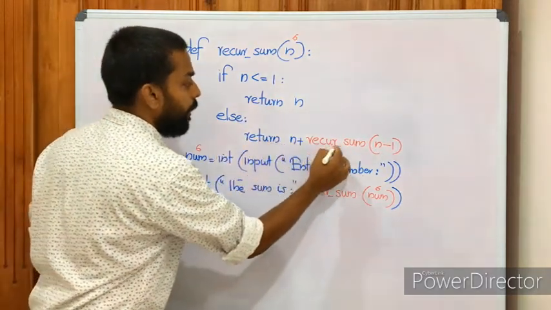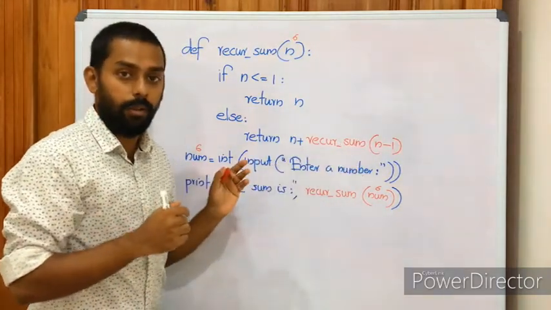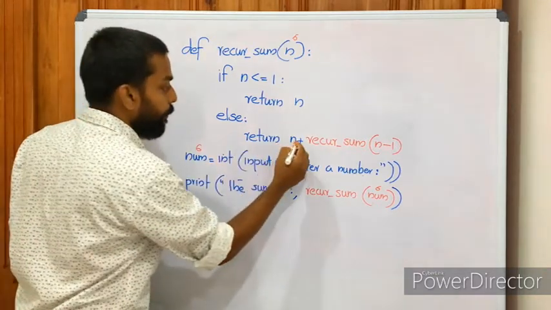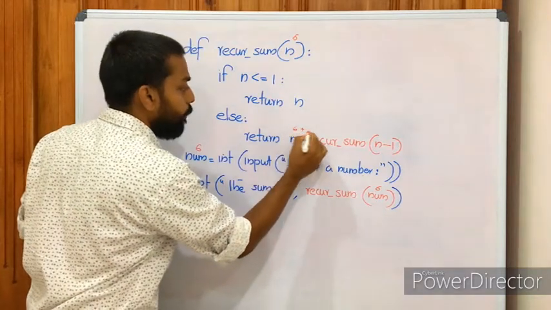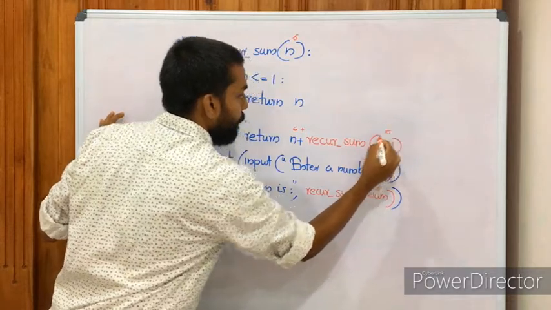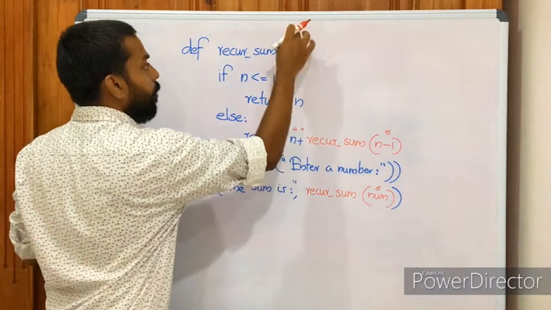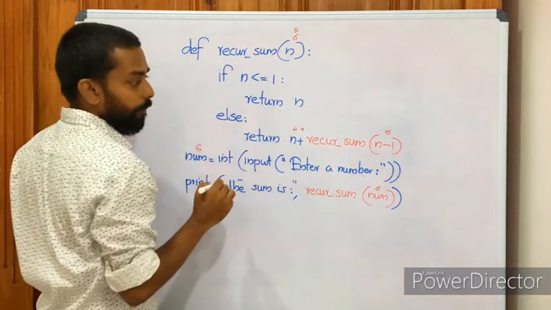Return n plus recursion of n minus 1. You know what it is? Recursion of n minus 1 is another function calling statement. That is what recursion actually is. So here the value of n is 6. In effect it is 6 plus the recursive sum of n minus 1, that is 5. Recursion is another function calling. At that time control passes to the header part, and n gets 5.